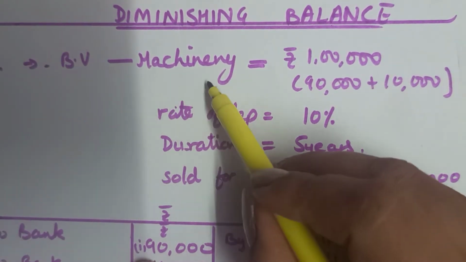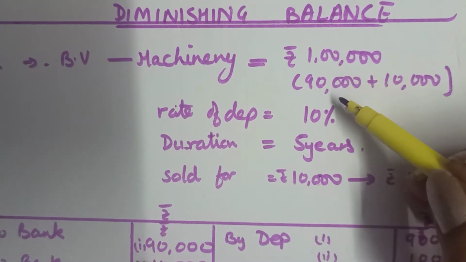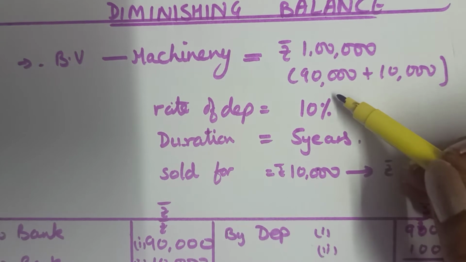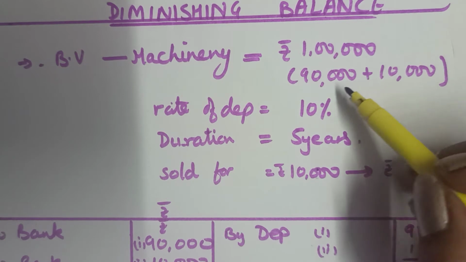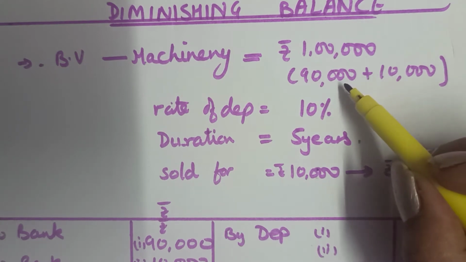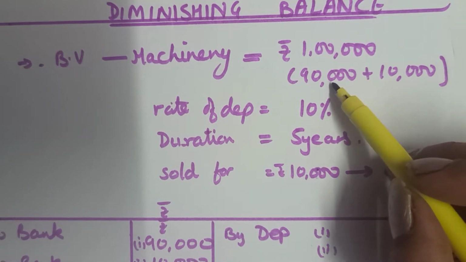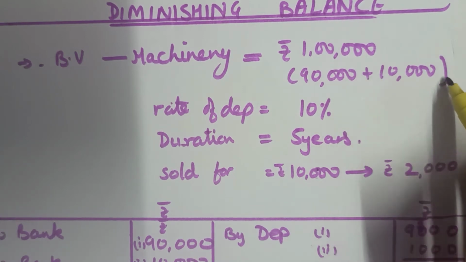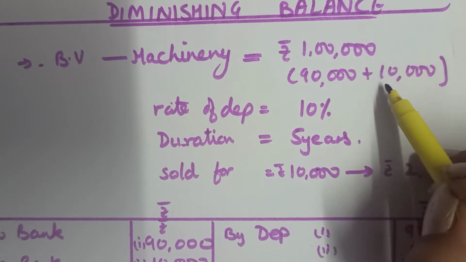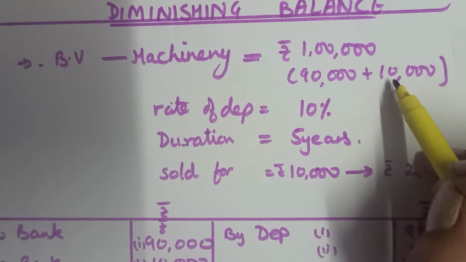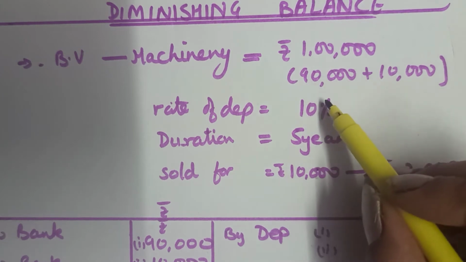The book value of the machinery, rupees 1 lakh. I have broken it, as somebody asked in the previous session also, can we break the machinery to be sold in 2 parts? This is the same example. We can proceed like this. So 1 lakh is divided in 2 parts, that is 90,000 and 10,000, because we are discarding the machinery worth rupees 10,000. So from the first year only, let us assume that this is a separate machine. Machine 1, machine 2.